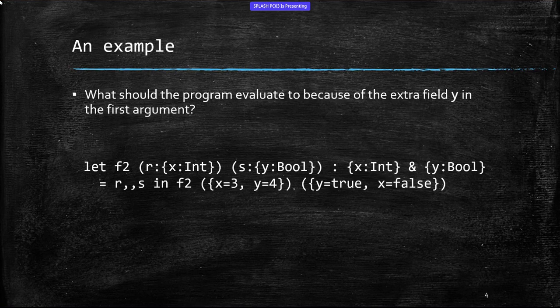What should the program evaluate to, because of the actual field Y in the first argument and actual field X in the second argument? Note that the fields of both parameters are a subset of the fields of both arguments, respectively, thus it's okay to pass those two arguments.